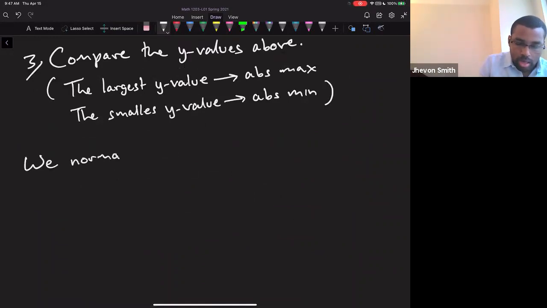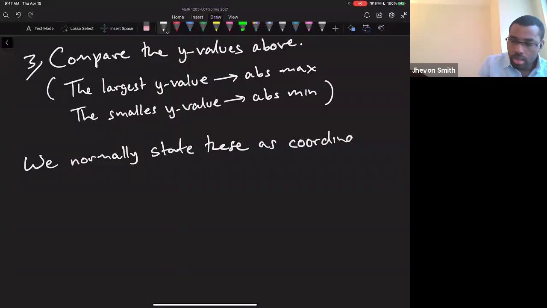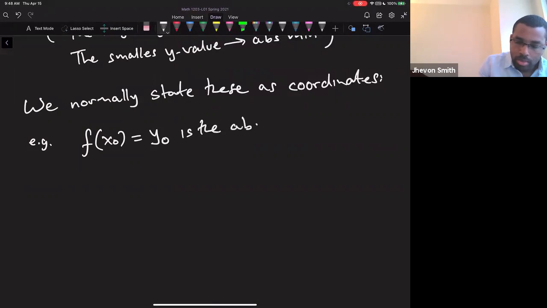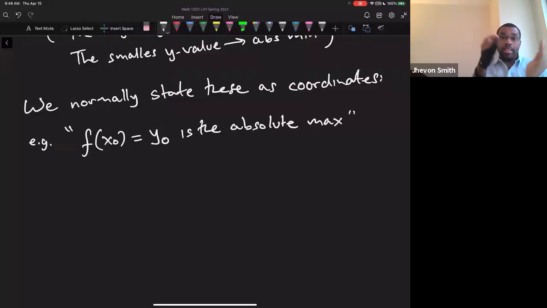We normally state these as coordinates. So for example, we say f of x naught equals y naught is the absolute max. So I don't just tell you the x value and I don't just tell you the y value, I actually tell you both. f at this value equals this output is the absolute max. So you'll state it more generally like that.